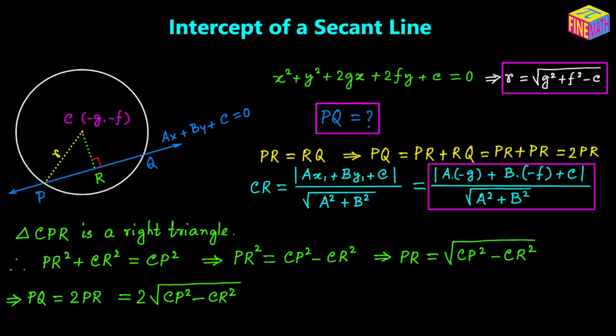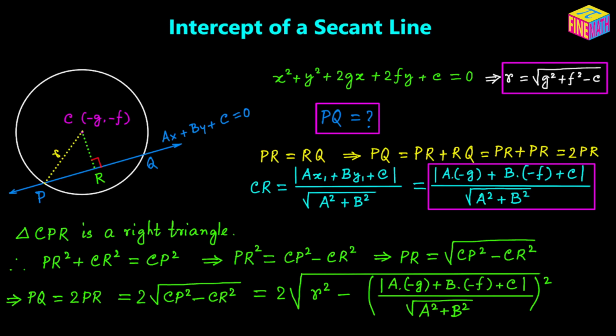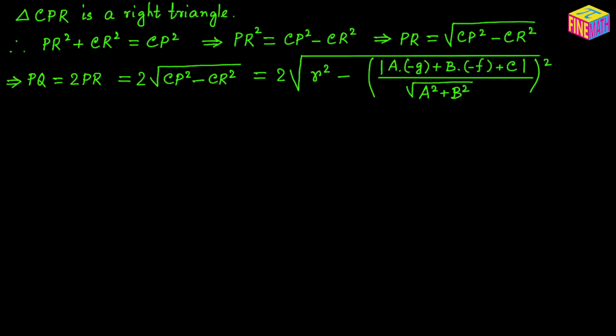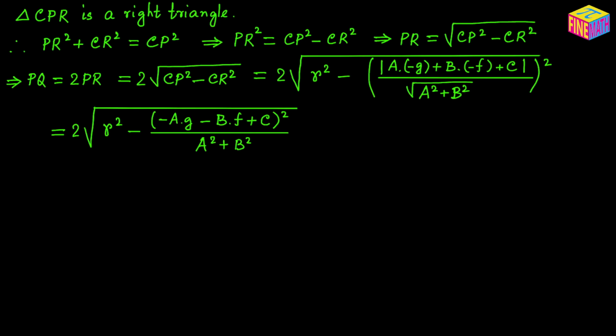So we can write it as 2 times square root of CP squared minus CR squared. And next I'm going to plug in R in place of CP and the value of CR here. So it can be written as 2 times square root of R squared, that is actually the CP squared. In place of CP squared, I have written R squared, minus, in place of CR squared, I have used the value of CR, and then I am using a whole square there within the square root, of course. And if we simplify this a little bit, we can write it as 2 times square root of R squared minus negative a times g minus negative b times f plus c, whole squared over a squared plus b squared.